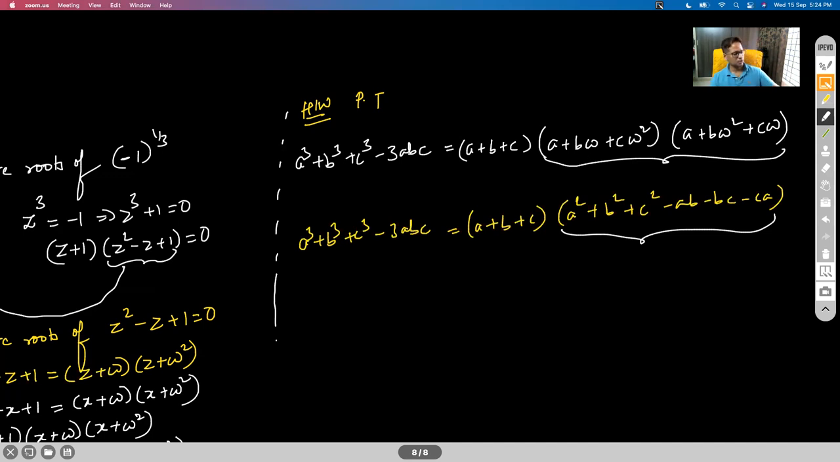Can I take a question now on cube roots of unity? Just one question I will take. I will not go into a lot of questions. Clear, everyone? Can I go to the question?